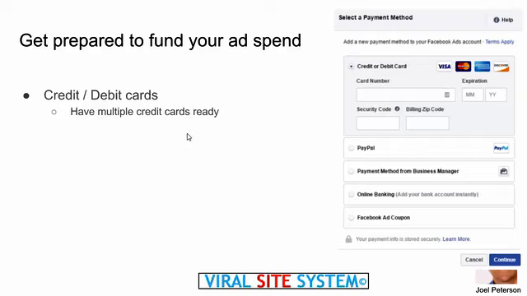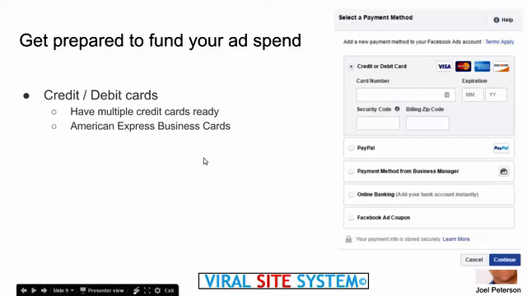So we're going to be running multiple ad accounts over time. Now you'll just get started with one, but you need to be prepared to have multiple ad accounts. So you need to have multiple credit cards ready. If you only have one, start with one. But know that eventually you'll need to have multiple ones, because you can't use the same card on other accounts.